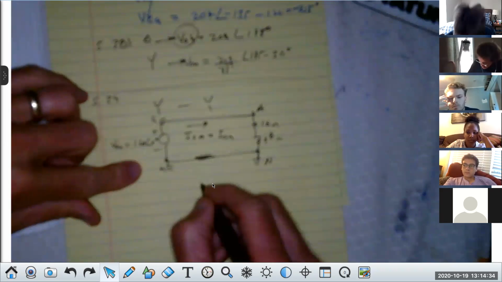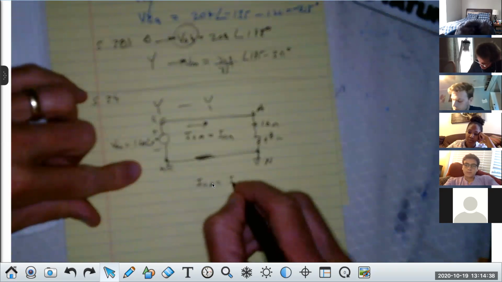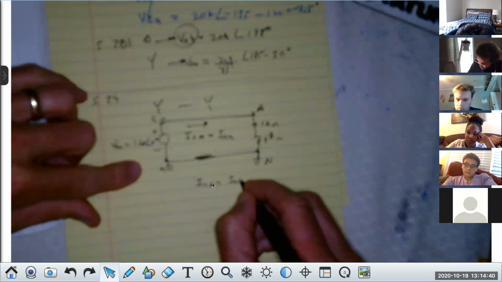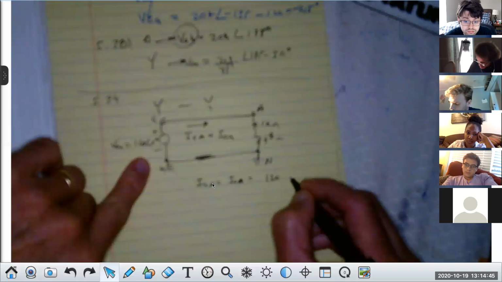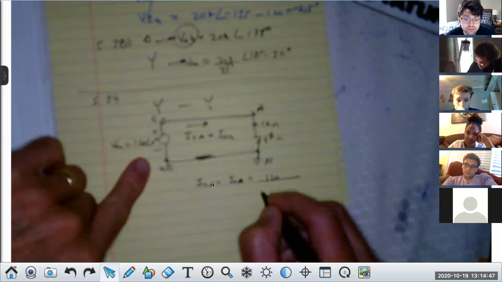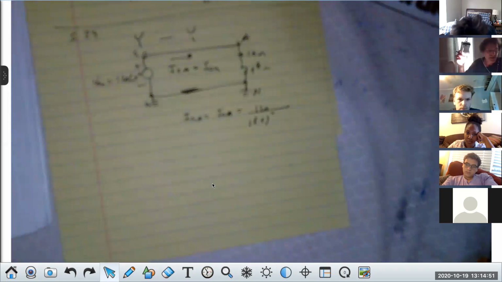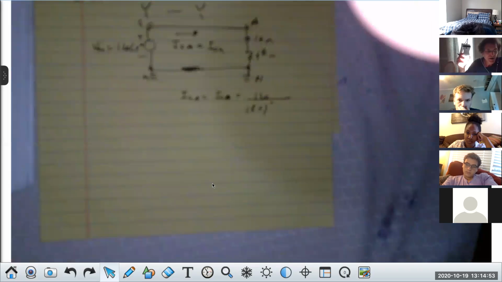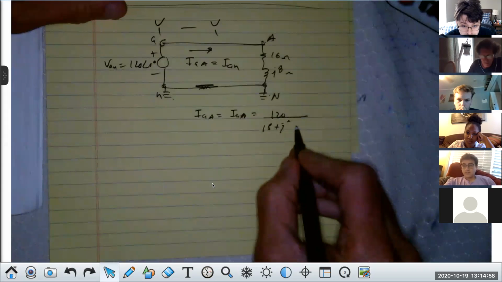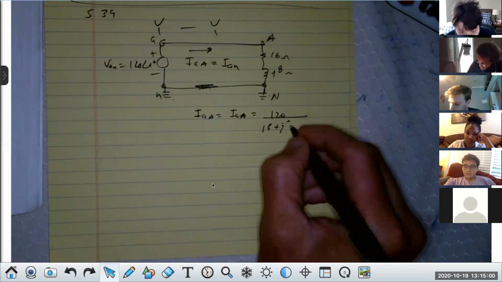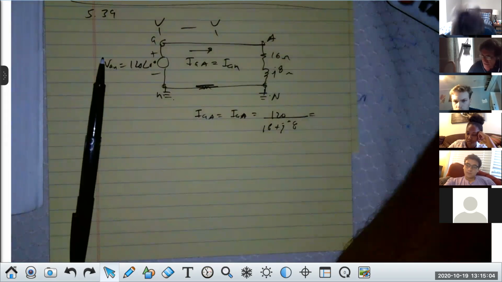Well, I small a n is equal to simply 120 at 0 degrees over 16 plus j8, right? Now that's a magnitude and angle. I'm going to calculate that. I'm ready to calculate that.